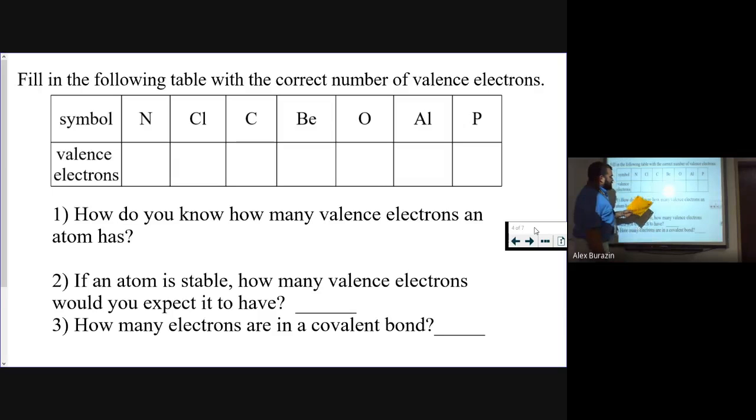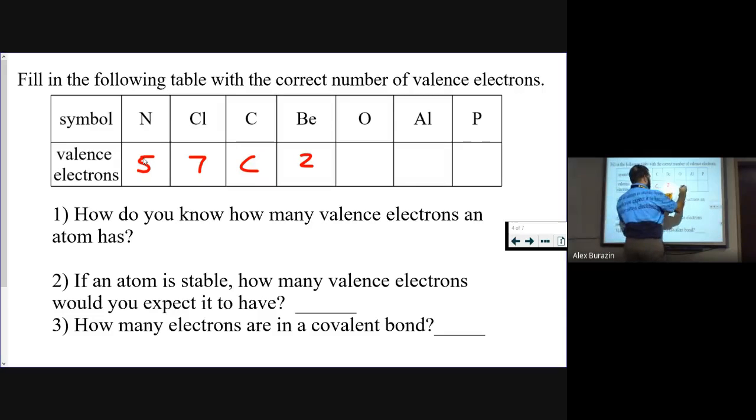So to determine the total number of valence electrons in an atom, all we really need to do is look at the column. Column 1 has 1, column 2 has 2. If we skip the transition metals, column 3 or 13 with boron at the top has 3, and then 4, 5, 6, 7, 8, so on and so forth. So nitrogen has 5 valence electrons. Chlorine has 7 valence electrons. Carbon, 4. Beryllium, 2. Oxygen, 6. Aluminum, 3. And phosphorus, another 5.